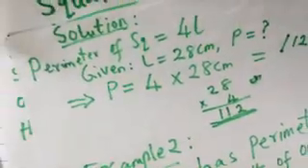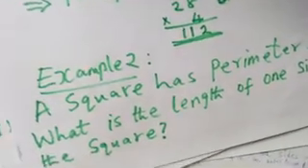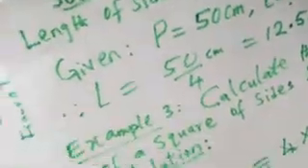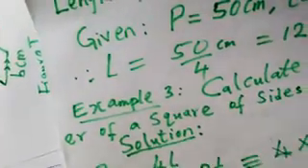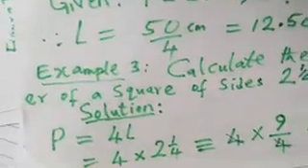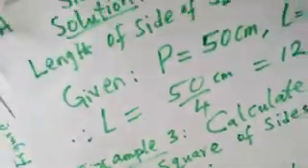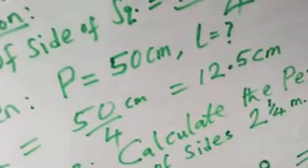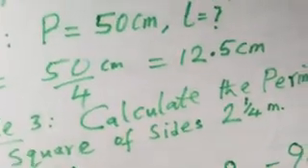Example 2. A square has perimeter 50 centimeter. What is the length of one side of the square? Here you have to calculate the length. The perimeter is given. Know that the perimeter of a square is equal to 4L. So to get the length of a side of a square, it will be perimeter divided by 4, and the perimeter is given to be 50. So 50 divided by 4 will be what? 12.5.